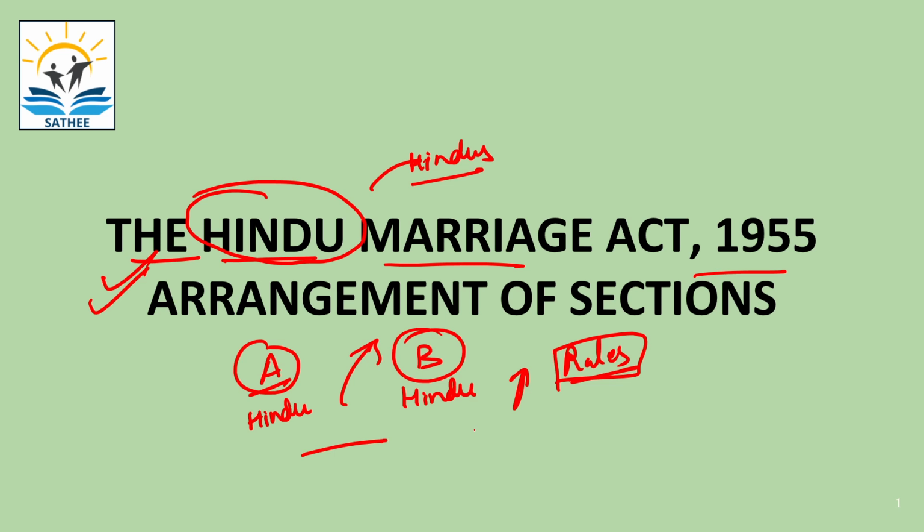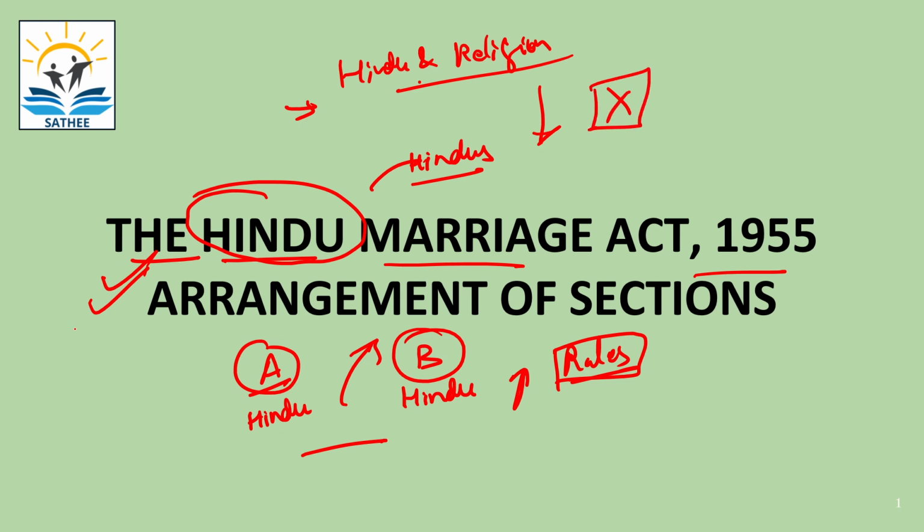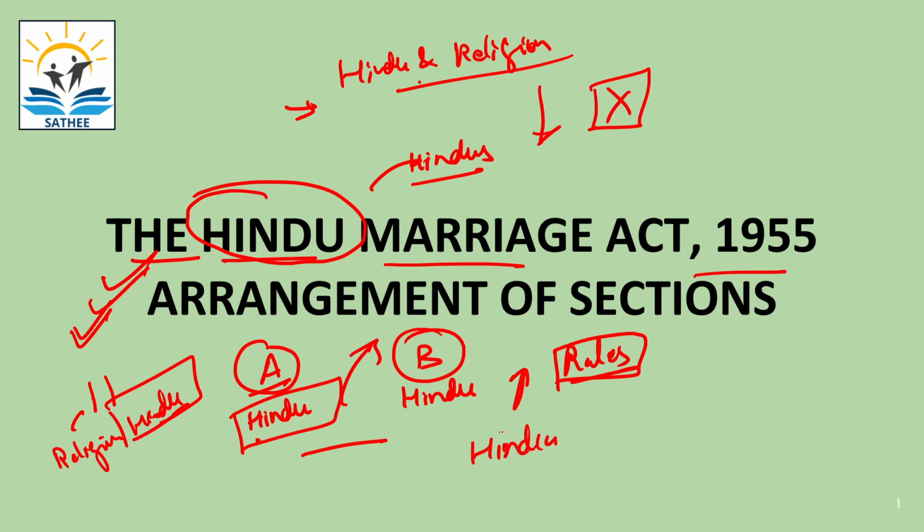Now, what you need to remember here is: if there is one Hindu and a person from another religion, will this act be applicable or not? The answer is no. The reason is that this act shall be made applicable only when there is a marriage between two individuals who come from the same religion, that is Hindu. Now the question is, according to this legislation, what exactly is a Hindu?